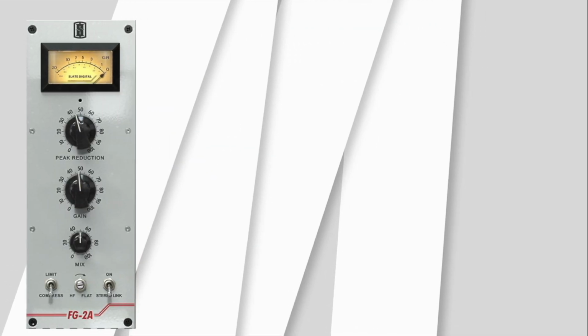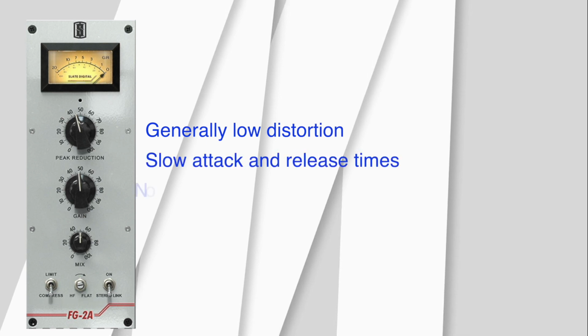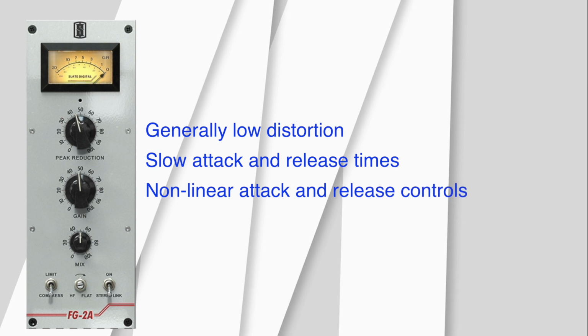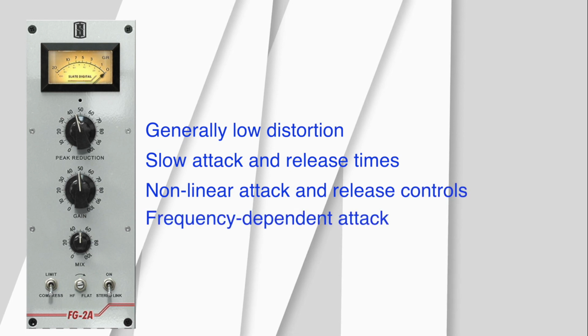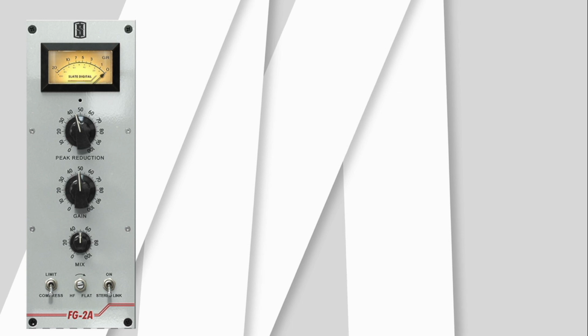Characteristics of an optical compressor: generally low distortion due to LDR. Relatively slow attack and release times. Non-linear attack and release controls. Frequency-dependent attack. Transparent sound. The input signal will feed the lamps, and as the input amplitude increases, the LDR will cause an increase in gain reduction to the signal.